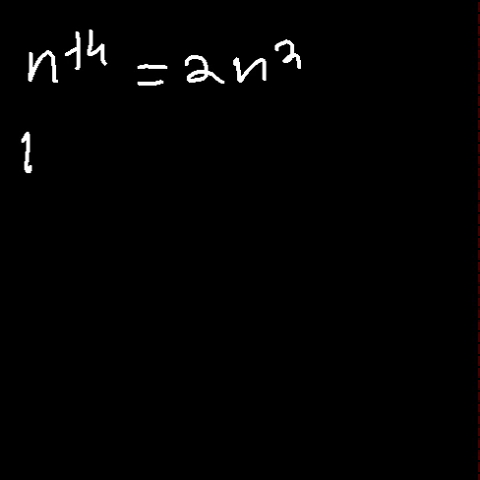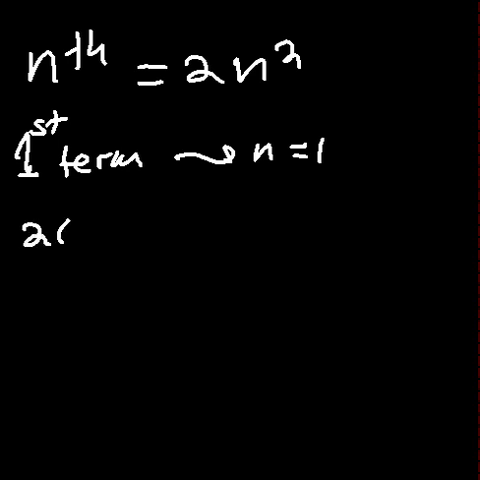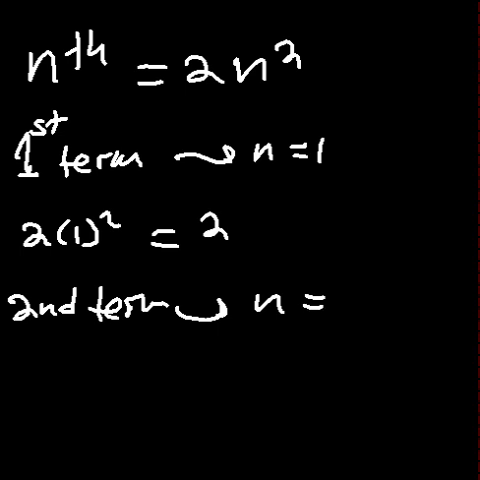So let's start with the first term. It means n is equal to 1. So in that case we'll have 2 times 1 to the power 2, which is equal to 2. Then the second term, it means n will be given as 2. So we have 2 times 2 to the power 2, which is now equal to 8.